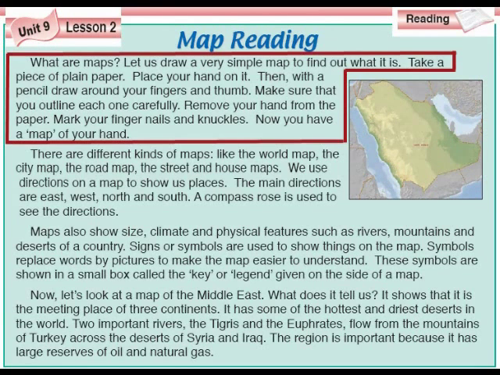Remove your hand from the paper. Mark your fingernails and knuckles. Now you have a map of your hand.